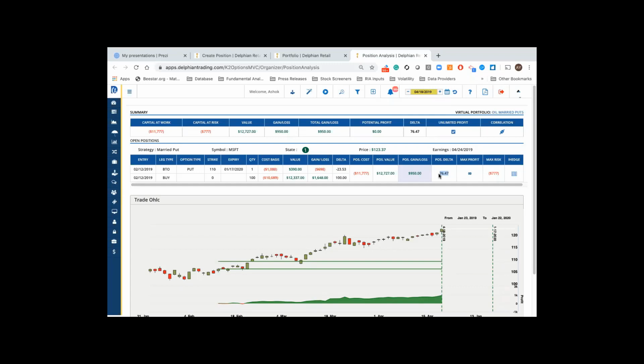If the stock starts coming down, then for every dollar it comes down, I lose 76 cents as well. How will you raise? By selling the one you have and buying another? Yeah, I mean, that is one way of doing it.